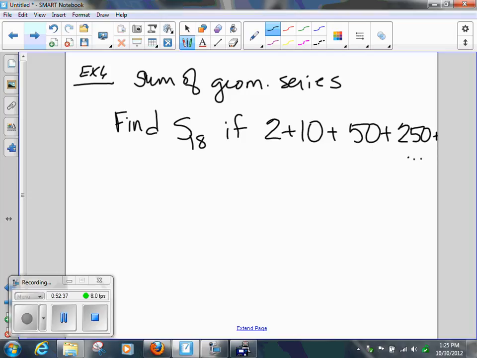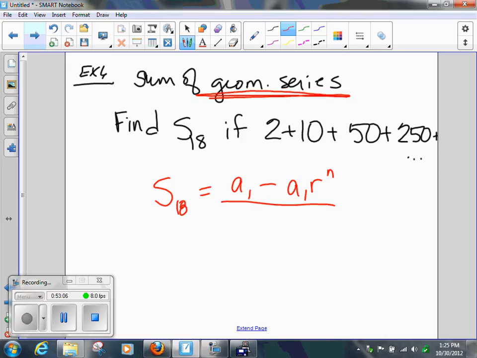Do we? Why not? Here's the thing, folks. When you're working this test, you will need to go through and underline certain things because you need to know which formula to grab. Some of the formulas will be given to you, okay? But we are going to use this one. S sub 18 equals A sub 1 minus A sub 1 R to the N, over 1 minus R. And that ought to give us everything we need.